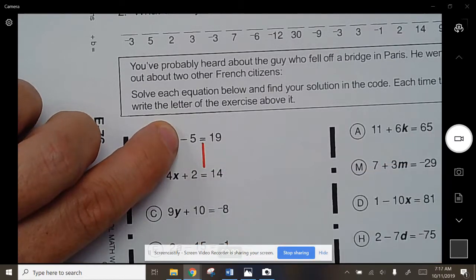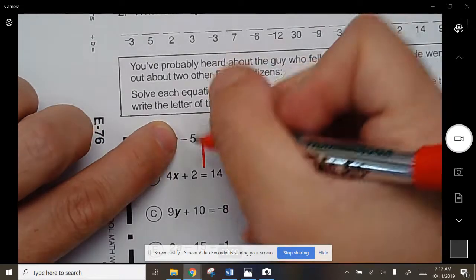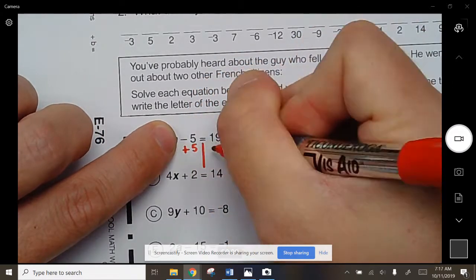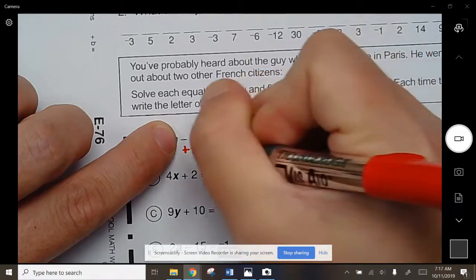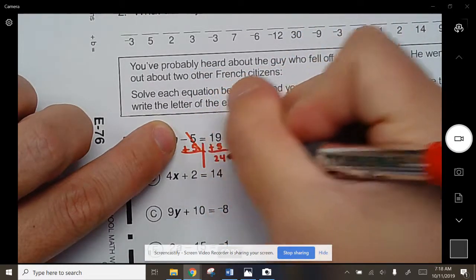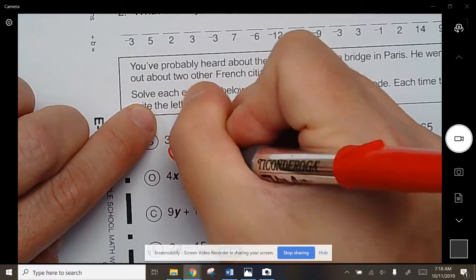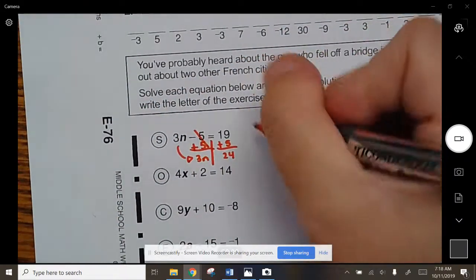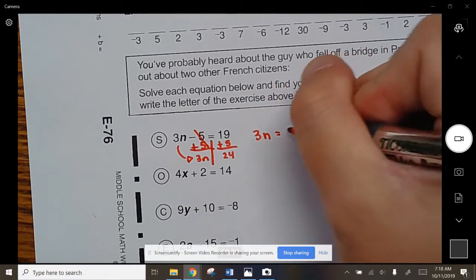Now, how do you get rid of that -5? To move it over, you have to do the opposite operation. The opposite of -5 is you're going to add 5 to both sides. And when you do that, this cancels out, and then you have 24 over here. And you bring this down, and you have 3n. Since I'm running out of room, I'm going to put it on this side now.